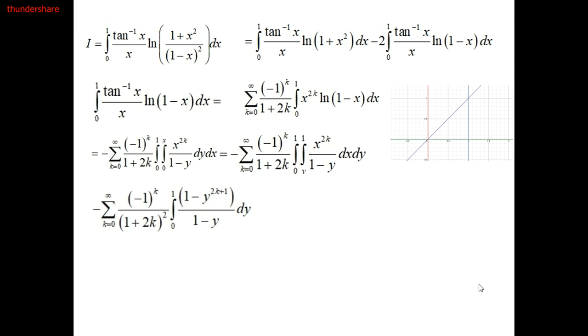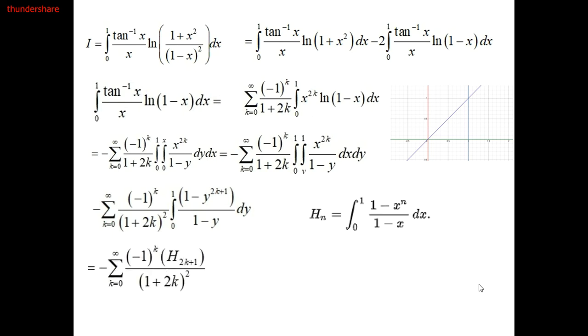And this is a very important and very famous integral that gives the harmonic number. The harmonic number H_n equals the integral from 0 to 1 of (1-x^n)/(1-x) dx. Substituting n with 2k+1, the integral will be negative sum k equals 0 to infinity of (-1)^k times the harmonic number H_(2k+1) divided by (1+2k)^2.